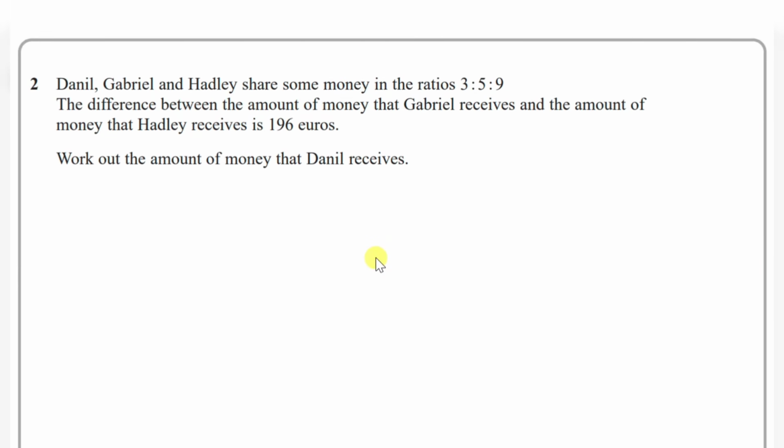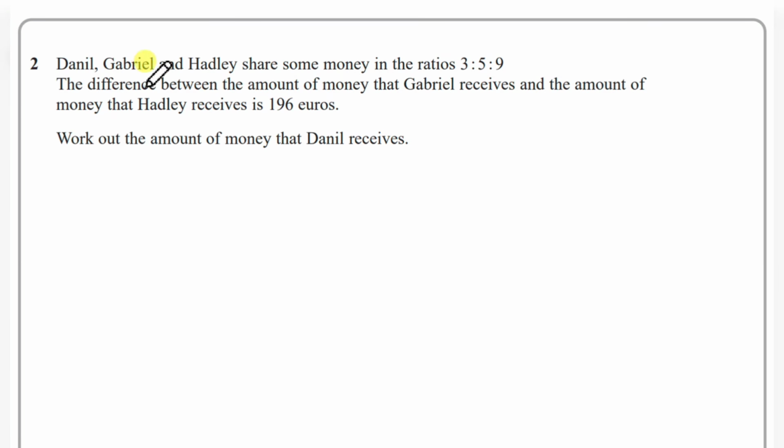Now number 2. So Daniel, Gabriel, and Hadley share some money in the ratio of 3 to 5 to 9. Oh yeah, guys, also, in these kind of questions, always have a calculator. You don't want to make mistakes, because there's a famous saying, which is prevention is better than cure. Okay, it's an Islamic saying. So let's put it down. So 3 plus 5 is 8. 8 plus 9 is going to be 17. So there's 17 parts, yeah? And this is like literally words to live by, parts.